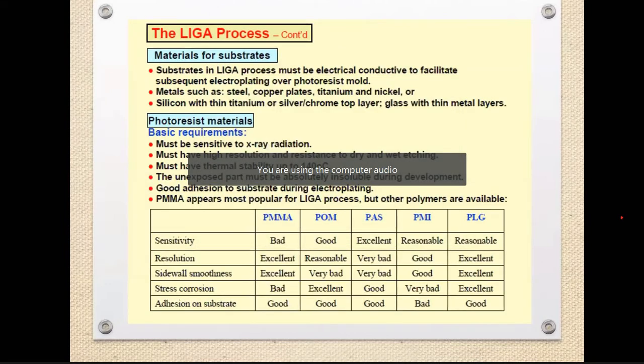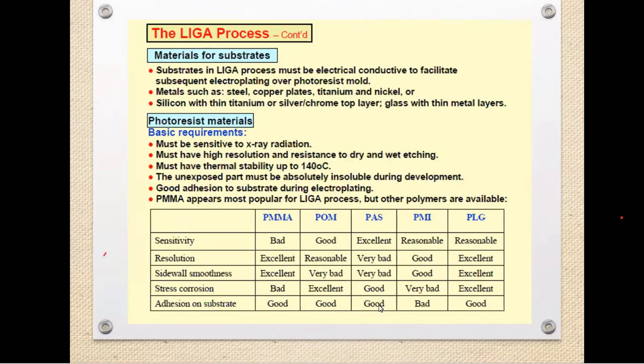metal plating could also be used as a substrate. So what about the photoresist material? What are the features, or what is the requirement, of the photoresist material for the LIGA process? It must be sensitive to X-ray radiation. It must have high resolution as well as high resistance to dry and wet etching. And it must have thermal stability up to 140 degrees Celsius.